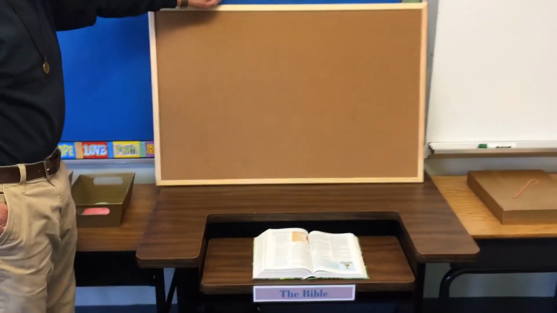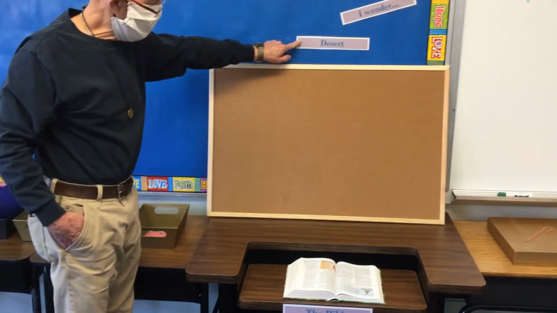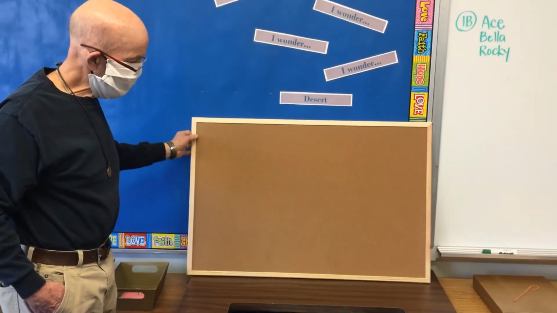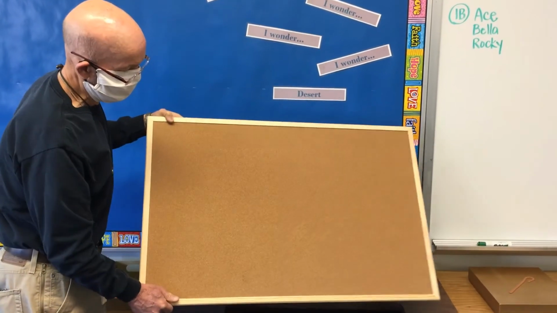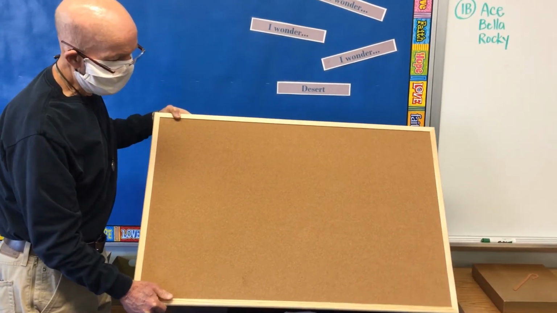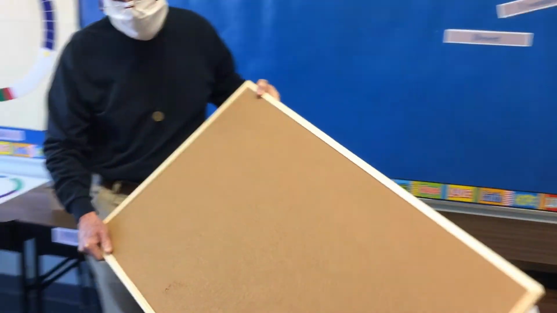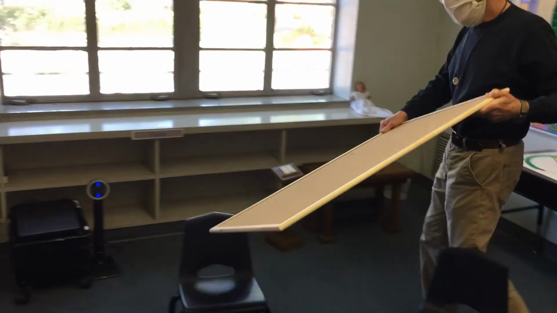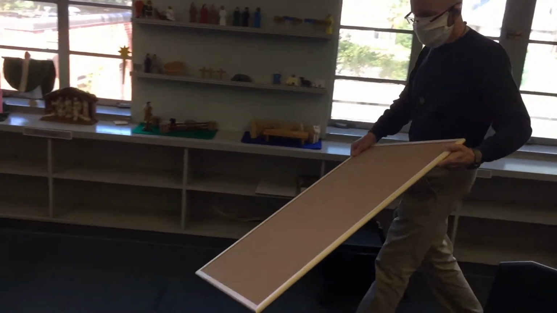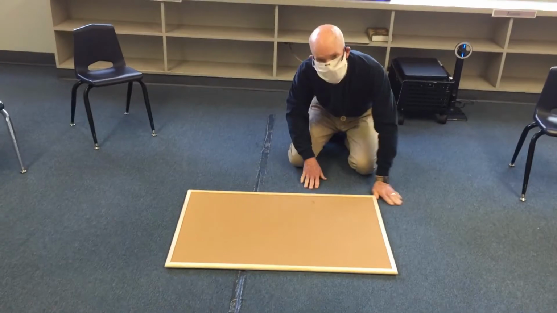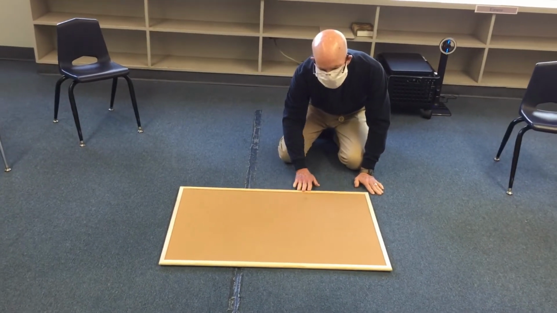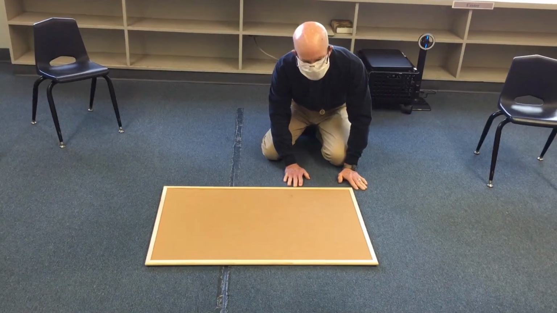Lots of stories in the Bible happen in the desert, and this is our little piece of the desert, this sand-colored board. And when we tell stories of the desert, we move this into the middle of the room, and we put the desert down in front of us, and the stories happen on this board.